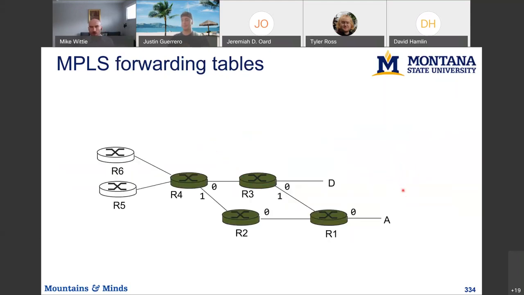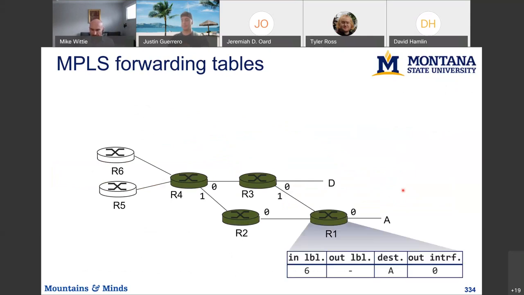Okay, so let's look at an example of forwarding tables in a network like this. When a packet finally gets to R1 and needs to be forwarded to A, at this point we would like it to be forwarded as an IP packet. It comes out of this router as an IP packet. So whenever something comes in here with in label 6, there is no out label, meaning that this MPLS frame coming into this router will just be stripped out, and the data in it will be forwarded out interface 0 towards A. So this is kind of the IP routing table, and this is the MPLS portion of it, saying that if something comes in with label 6, strip out the MPLS packet and then do IP-based forwarding.